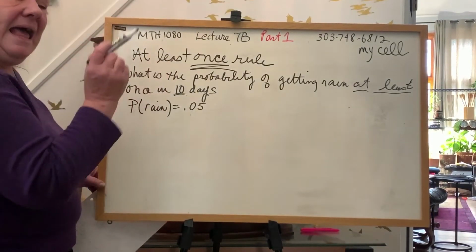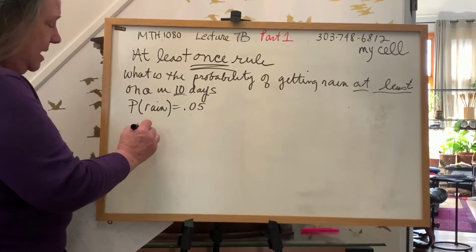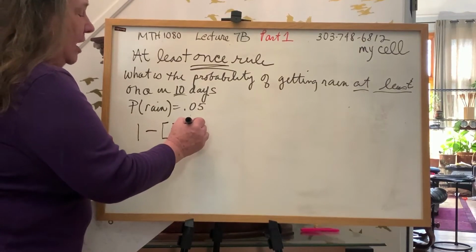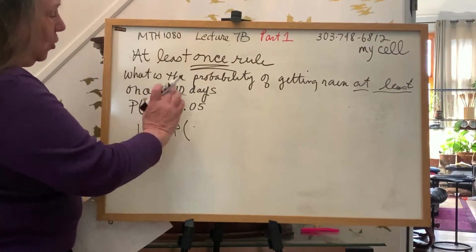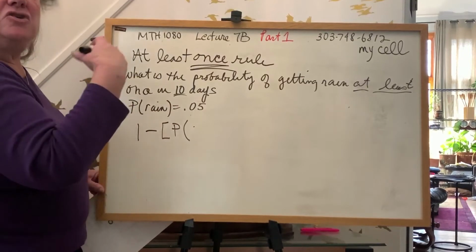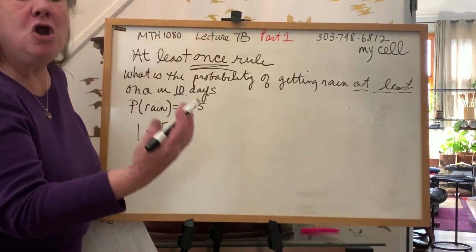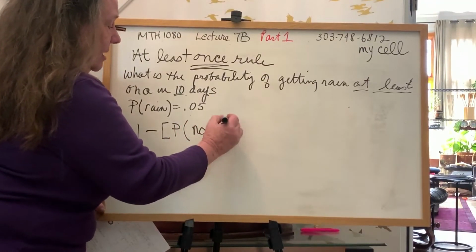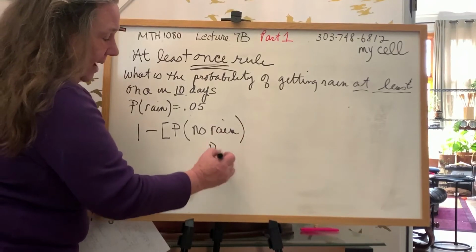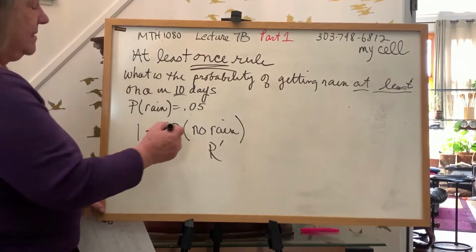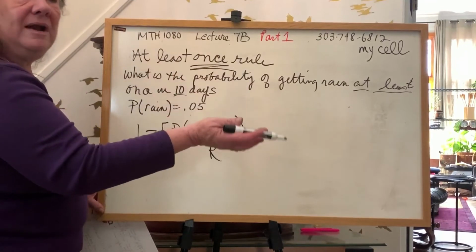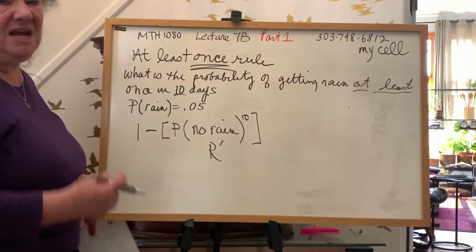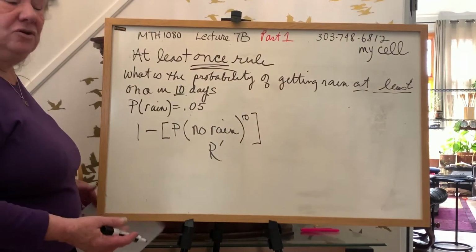Okay, so the at least once rule is 1 minus the probability of the converse of that. Rain is 0.05, so I want to know the probability of no rain. And remember, in using that, I would say rain negated, okay? And then raise to whatever is your timeline. So that would be 10 days, or 10 years, or 10 minutes, whatever you're talking about.